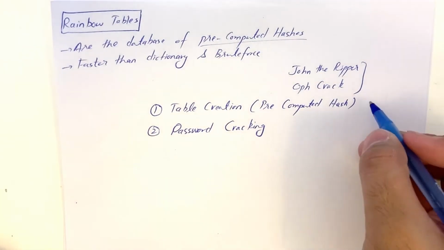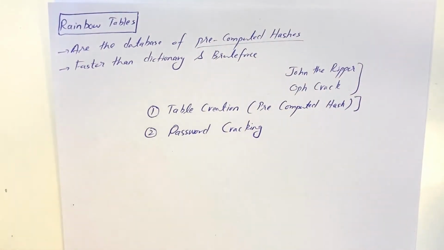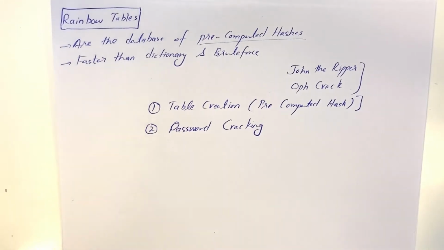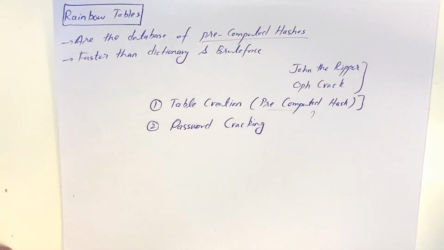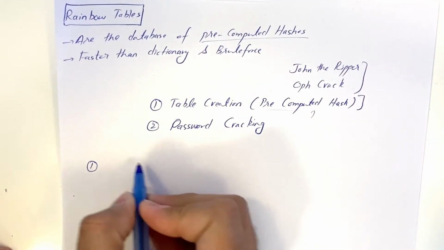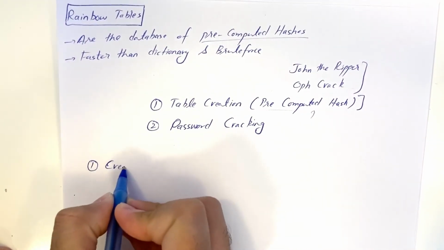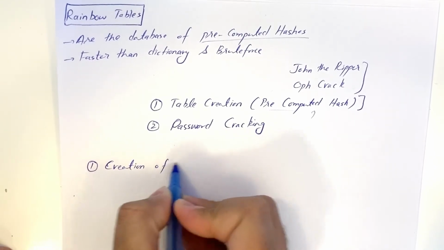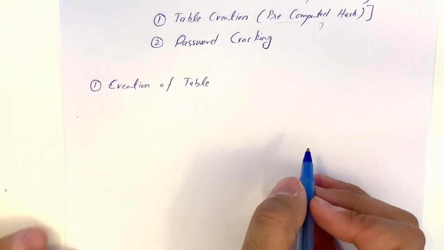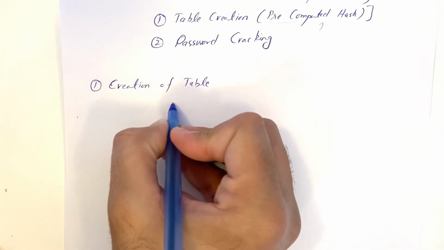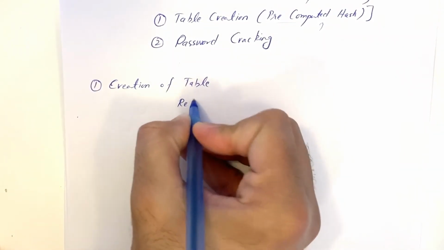As I already mentioned, rainbow tables are very common. You can find a lot of them, so you don't have to worry about how to get one. But how to create a table? Let me tell you. If you want to create your own rainbow table, the first step is table creation. In order to create a table, in the rainbow table approach, we use a function called the reduction function.